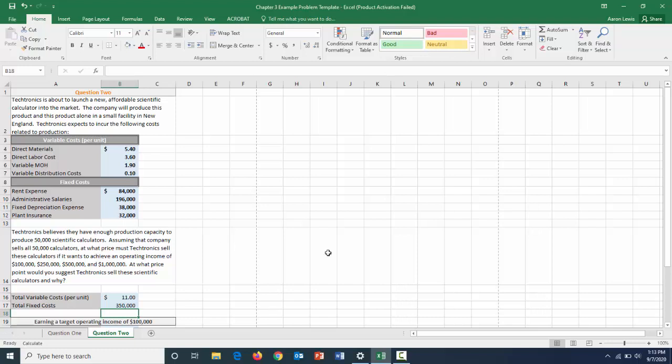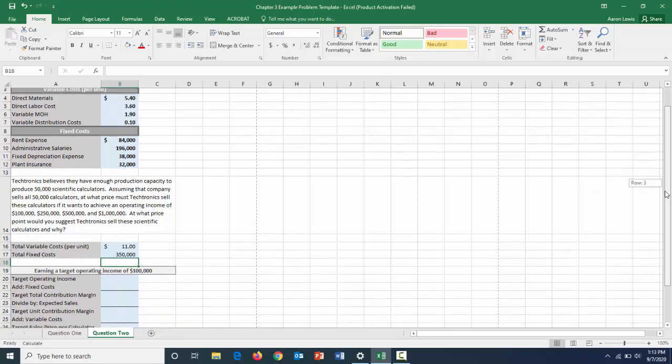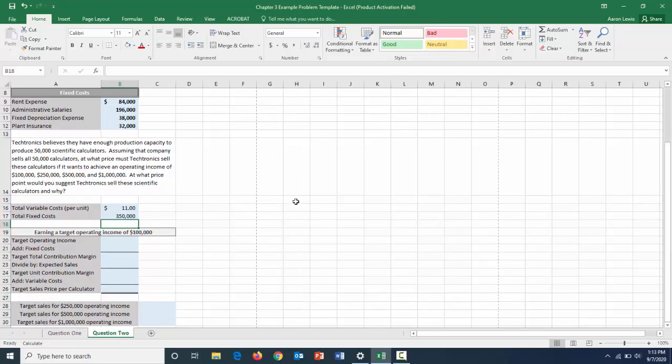Well, Tektronix believes that they have enough production capacity to produce 50,000 scientific calculators, and they're going to assume that they can sell all 50,000 of those calculators that they can produce. So at what price must we sell these calculators if we want to achieve operating income of $100,000, $250,000, $500,000, and $1 million respectively? Let's figure it out. Let's start with earning an operating income of $100,000.